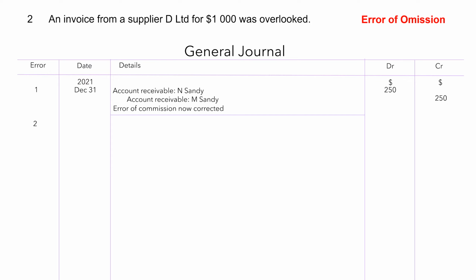General Journal. Error 2. Date is 31st. Purchases debit $1,000. Accounts payable D Limited credit $1,000. Error of omission now corrected.